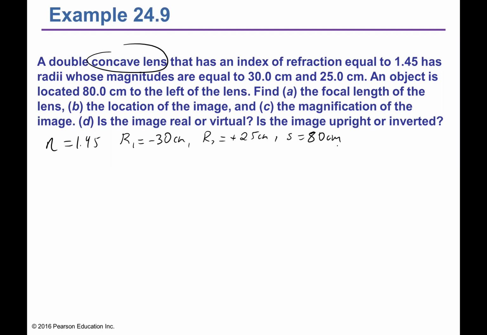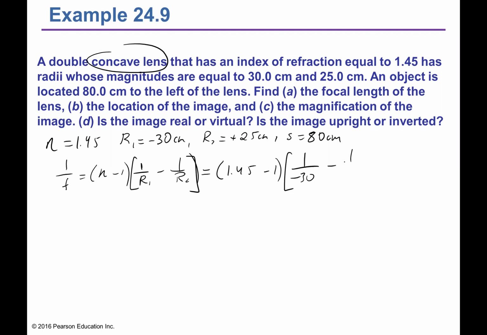mirror, the lens, sorry. All right, since I'm not given S prime to calculate using the thin lens equation, but I'm given n, R1, R2, I can use the lensmaker's equation, where 1 over f is equal to (n minus 1) times (1 over R1 minus 1 over R2). I can use this equation to calculate. So that means it's 1.45 minus 1, then 1 over -30 minus 1 over 25.